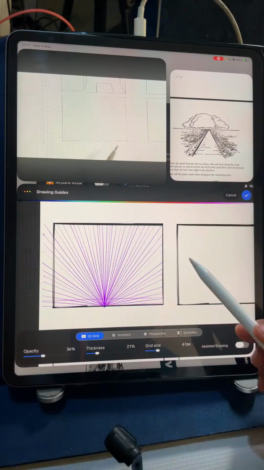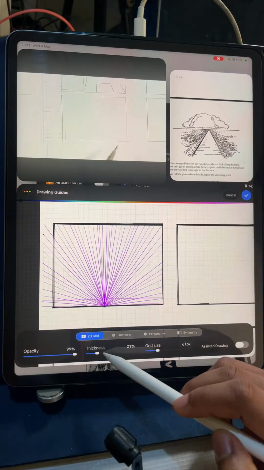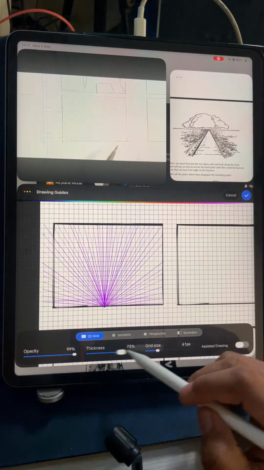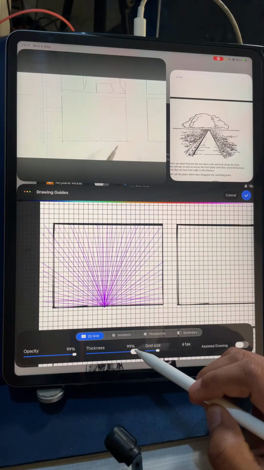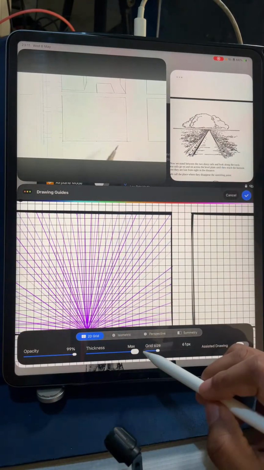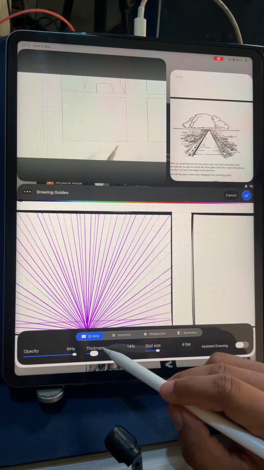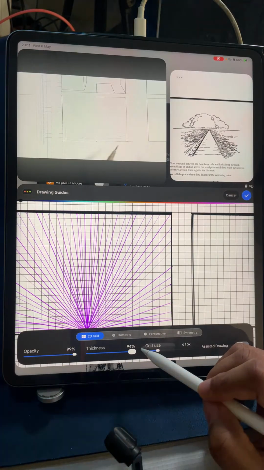I don't know if you can see that. Let me increase the opacity so that you can see it. Can you see it? Let me increase the thickness. Can you see it? I have some grid lines. Usually I put them very faint so that they sort of don't interrupt my drawing.